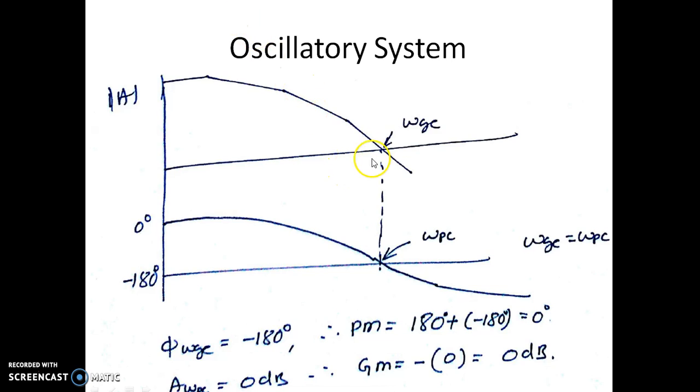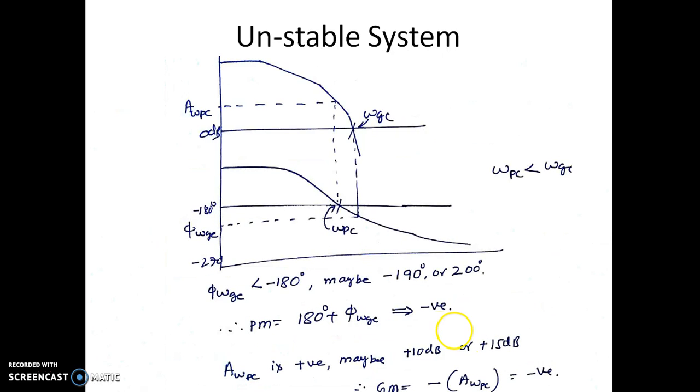Suppose now this omega GC and omega PC are the same. Then phi of omega GC happens to be minus 180 degrees, so the phase margin becomes 0 degrees, and the magnitude at omega equal to omega PC becomes 0 dB, so the gain margin is also 0 dB. So a special case will be considered as an oscillatory system where gain and phase margins are 0 dB and 0 degrees. If the system is stable, then both gain margin and phase margin are positive. In the previous case we saw that if it is unstable, both phase margin and gain margin will be negative.